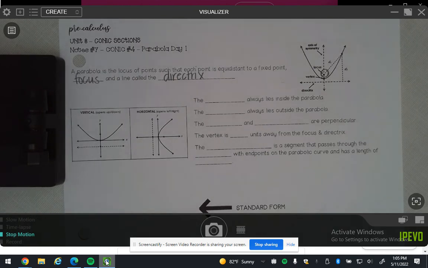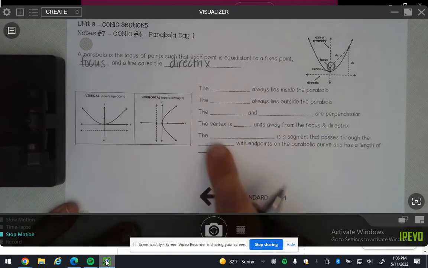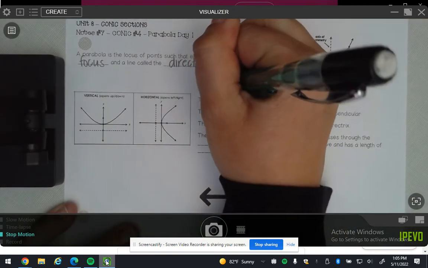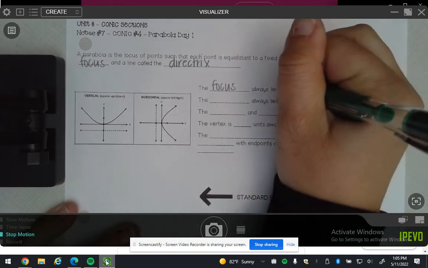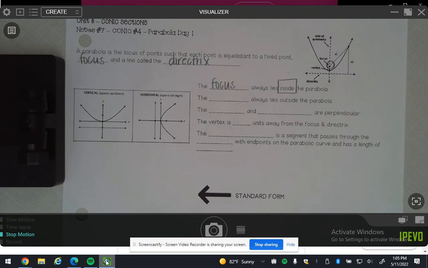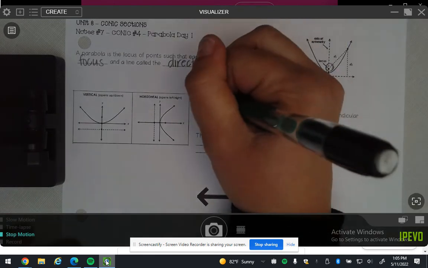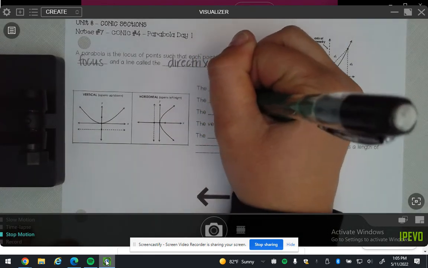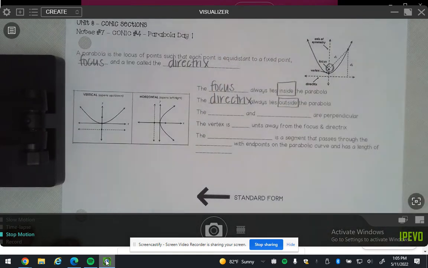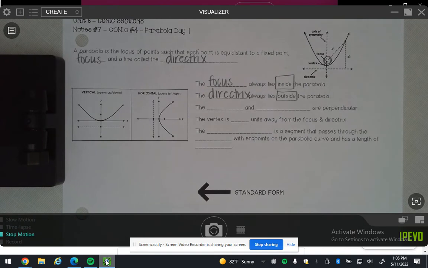Okay, so here we go. These are very important. Your focus is always inside your parabola. You're going to hear me say that a lot, not necessarily today because graphing them isn't bad, but when we write them tomorrow, you're going to have to remember your focus is always inside. Your directrix is always outside your parabola. And those are going to be equidistant from your vertex.